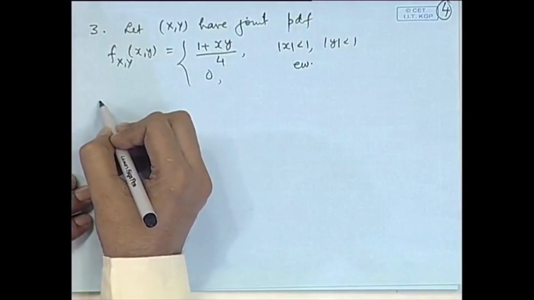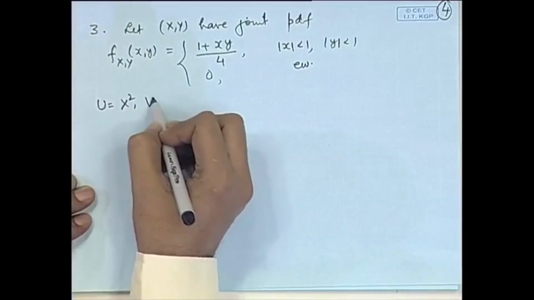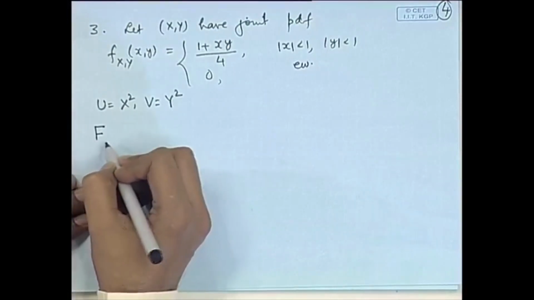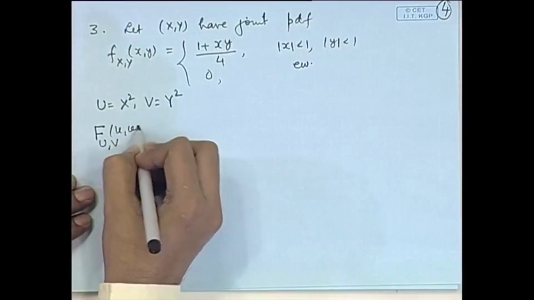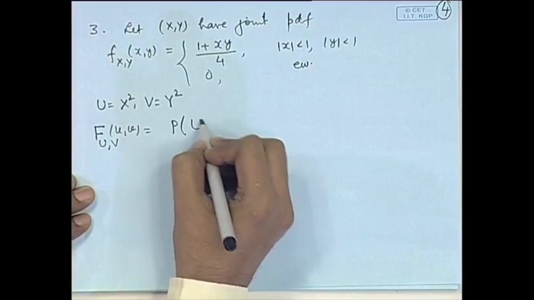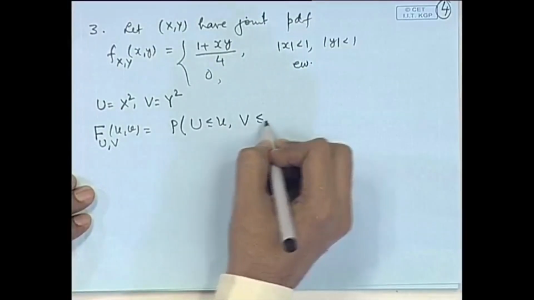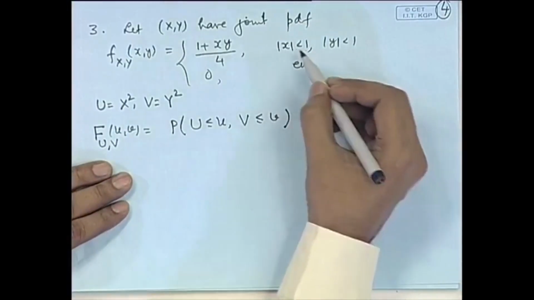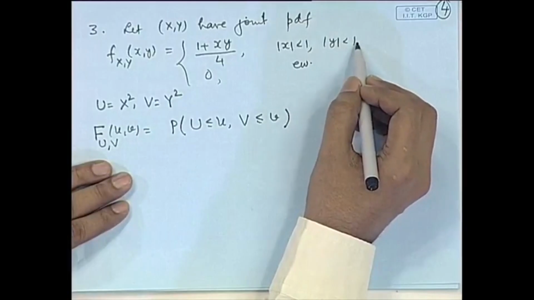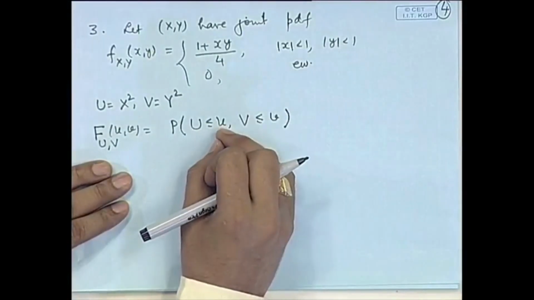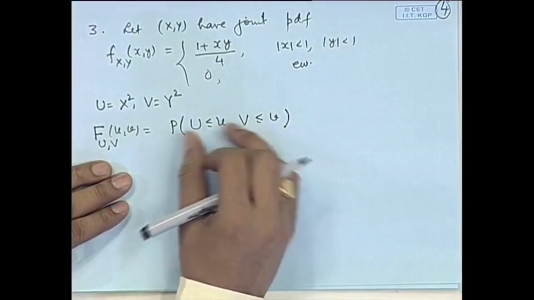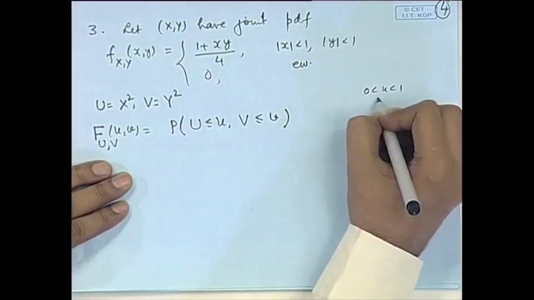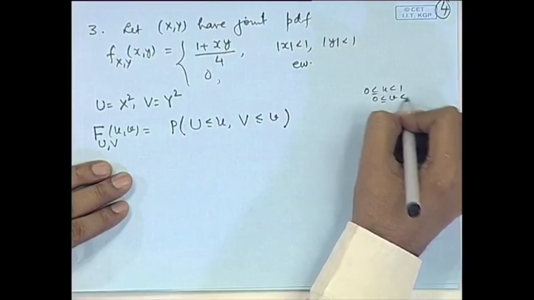So, we want, say, the distribution of u is equal to x square and v is equal to y square. Let us consider, say, CDF of u and v, that is probability of u less than or equal to small u, v less than or equal to small v. Now, notice here that both x and y lie between minus 1 to 1. So, here the valid region for u and v will be between 0 and 1. So, we consider that 0 less than u less than 1 and 0 less than v less than 1.